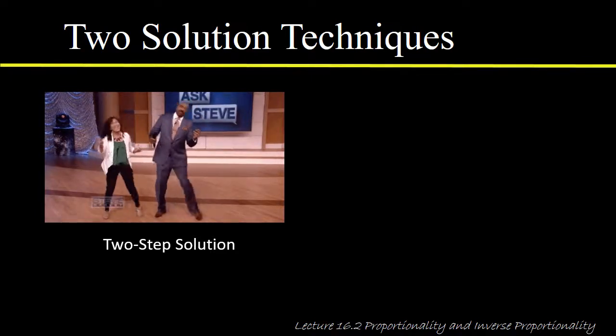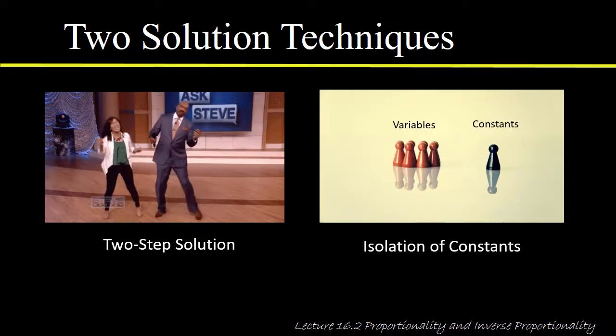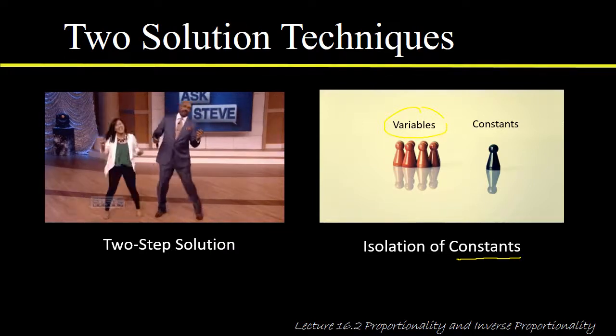The second method is what I'm going to call the isolation of constants. Okay, we're going to take all of the constants, put them on one side of the equation, and put all of the variables, all the things that are changing, on the other side of the equation. And then we'll use that to solve mathematically, and it should be pretty straightforward. Let's take a look at an example. We'll do a two-step solution first.